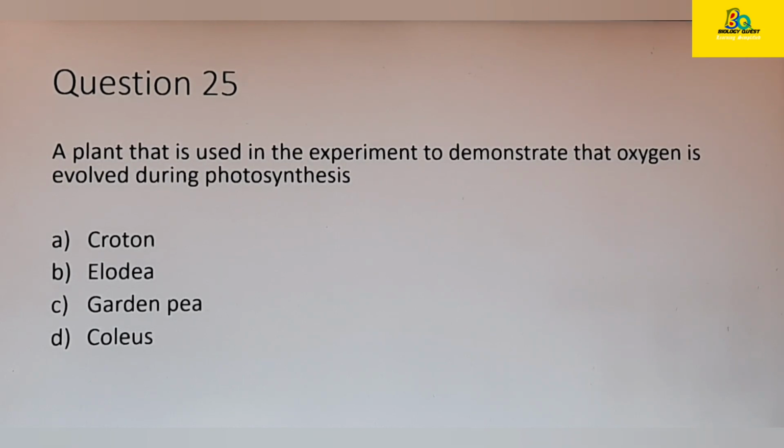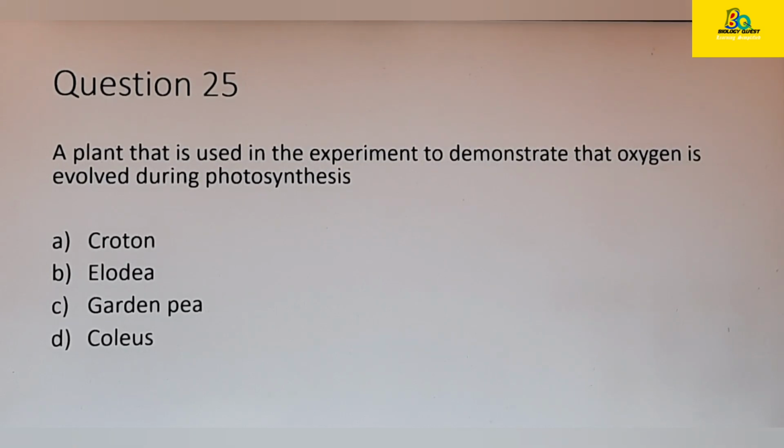Now here in the options, Hydrilla is not there. Instead, options are Croton, Elodea, garden pea, Coleus. Which is the correct answer? Elodea is the correct answer. Option B, Elodea, is the correct answer.